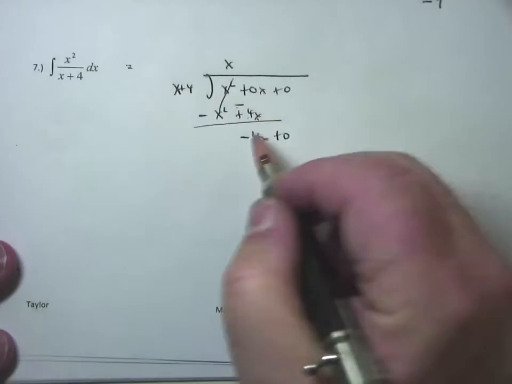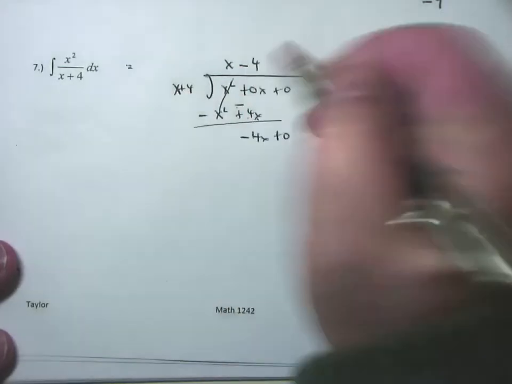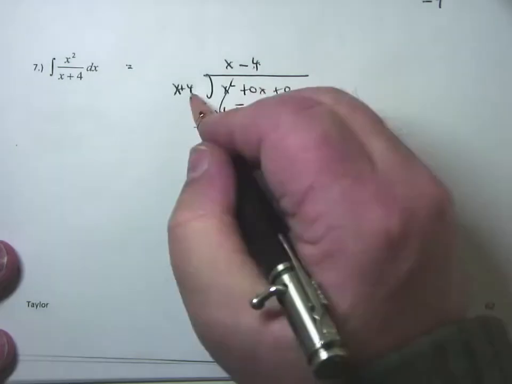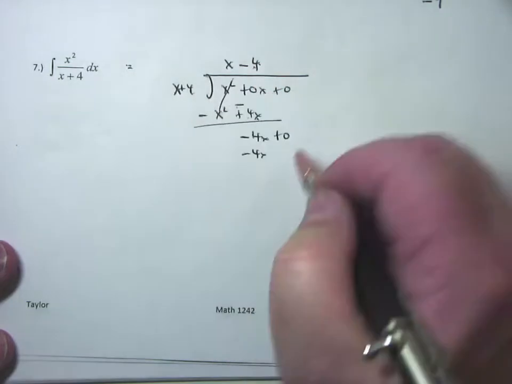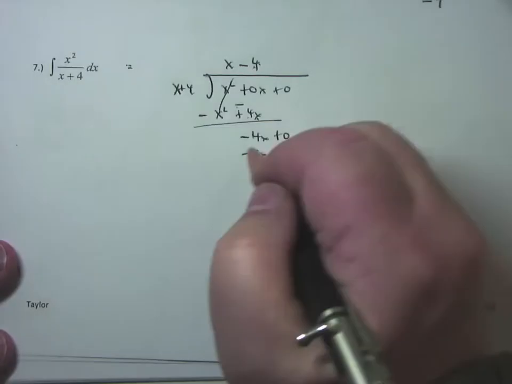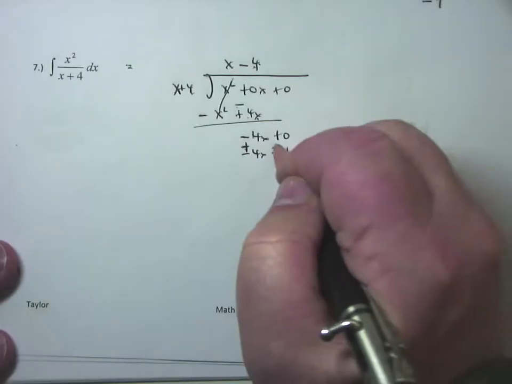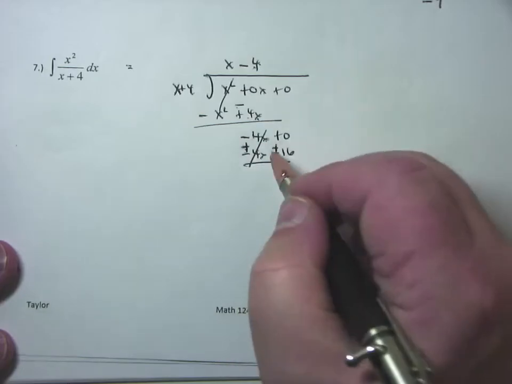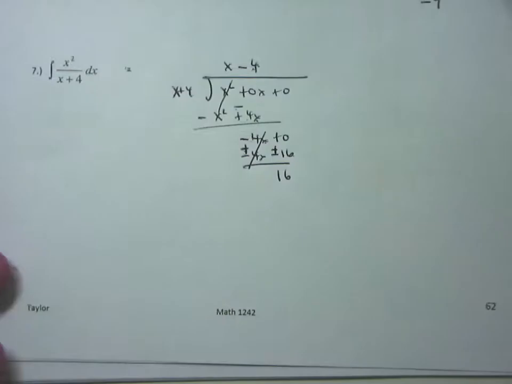What times x is negative 4x? Negative 4. Negative 4 times x is negative 4x. Negative 4 times a positive 4 is a negative 16. Then I have to subtract, which changes my signs. This becomes a plus. This becomes a plus. The minus 4x plus 4x cancels, and 0 plus 16 is 16.